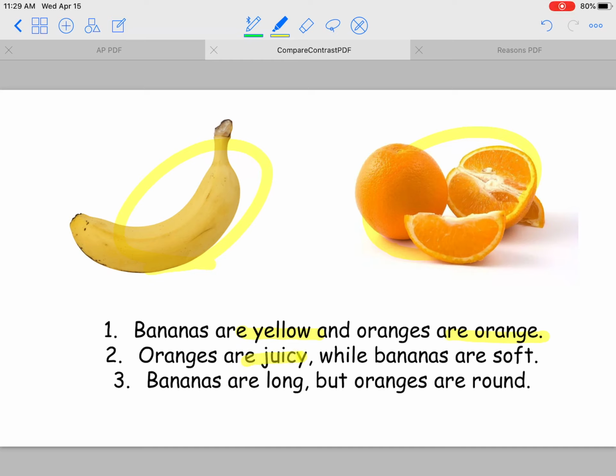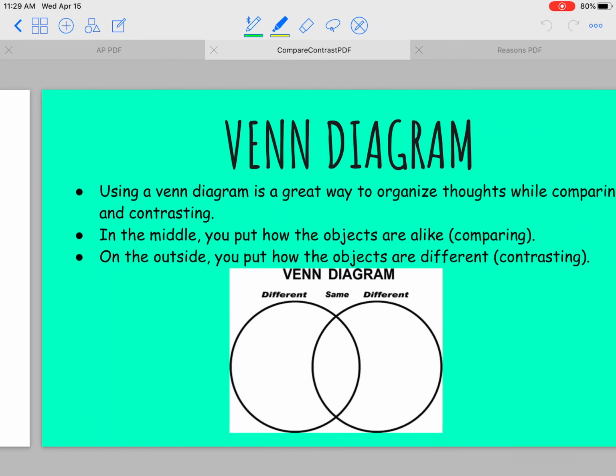Number 2, oranges are juicy while bananas are not. Bananas are soft. So this is another way that these items are different. Another way that these items are different is their shape. Bananas are long and oranges are round. So these are 3 different ways that we could contrast bananas and oranges.